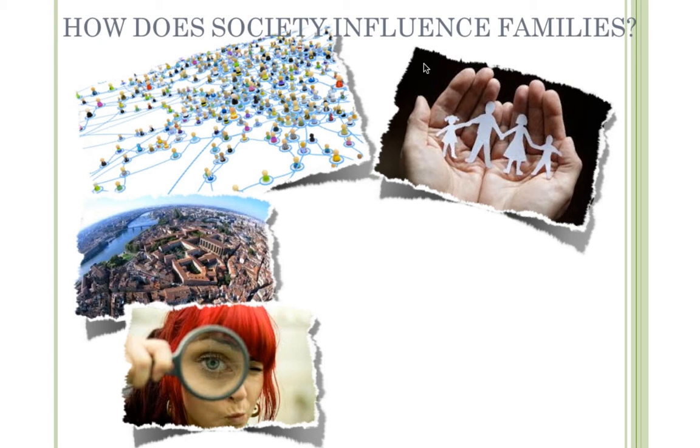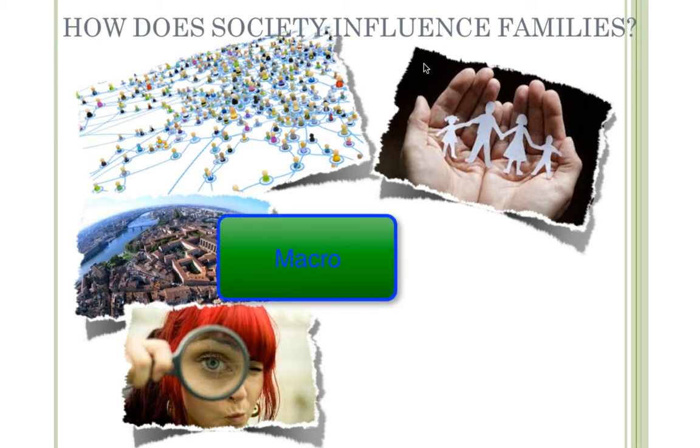Now there are two ways that we're going to look at in the next video on theories: how does sociology look at family? Well, there's the macro and the micro. The macro is a big picture view. It looks at the big picture and studies how societal values affect the family.